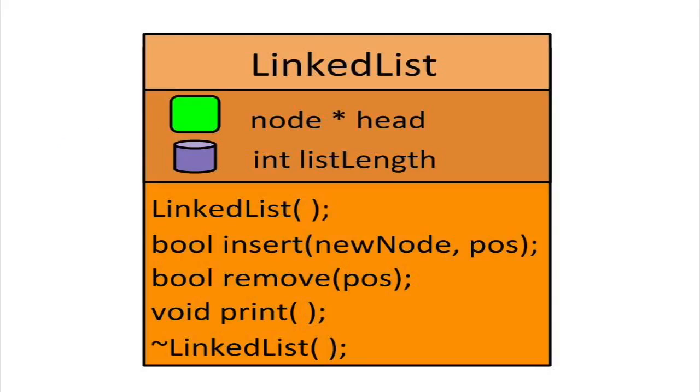Let's define 5 methods for the linked list class. The constructor will create the head of the list and set the list length to 0. Note that the head node is not the same thing as a data node.